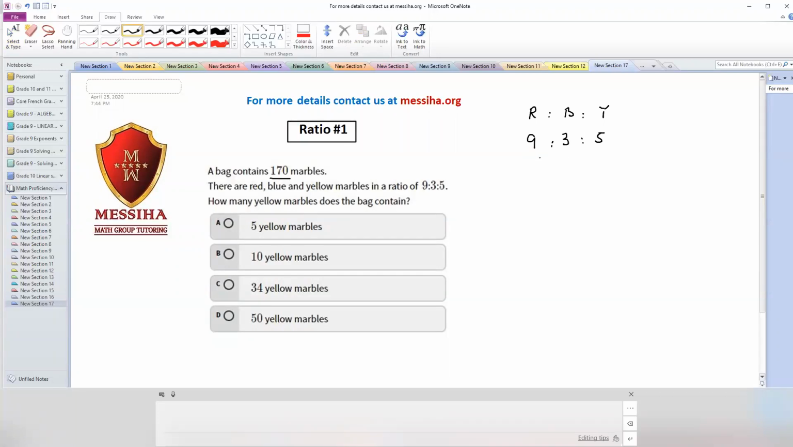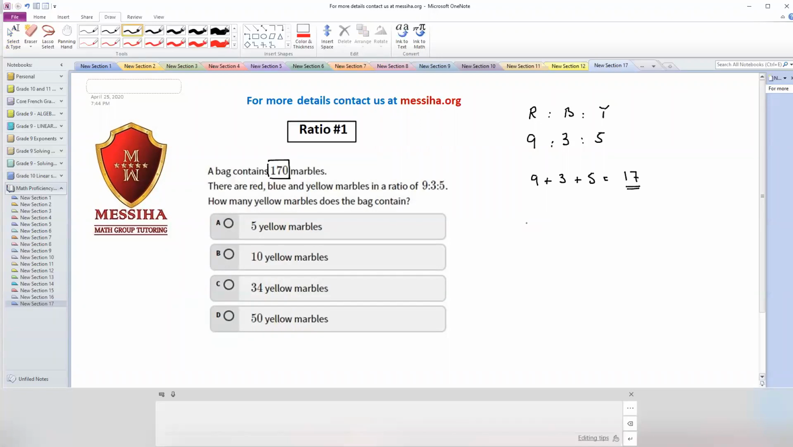The problem here is I don't have any real number in the bag. The only thing that I have is that the total is 170. So in this case, why don't I take this ratio and add it together and see what their total is? So 3 and 5 is 8, 8 and 9 is 17. So I can say that 17 as a ratio is the equivalent of 170 marbles in reality. So I can do it this way.